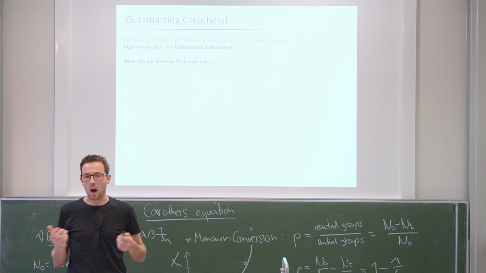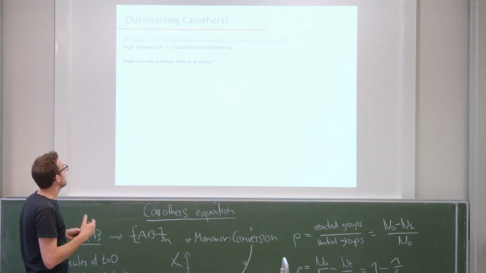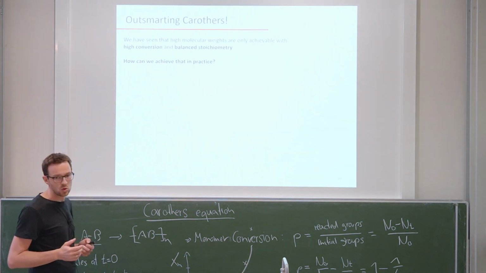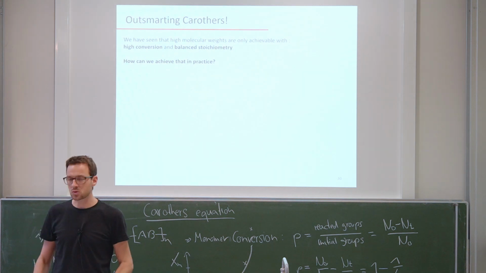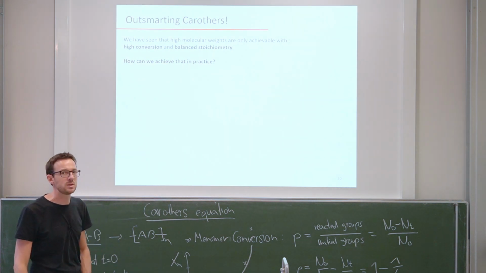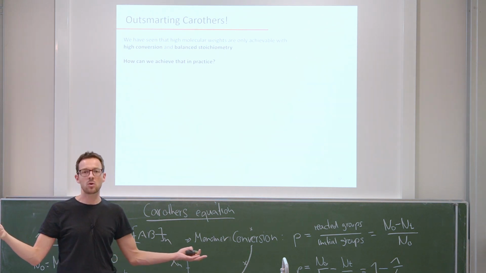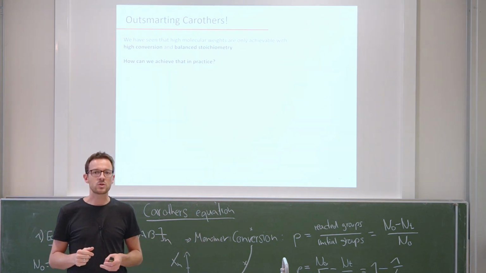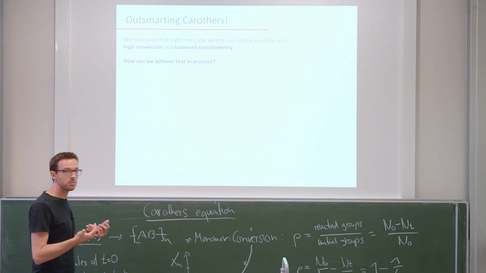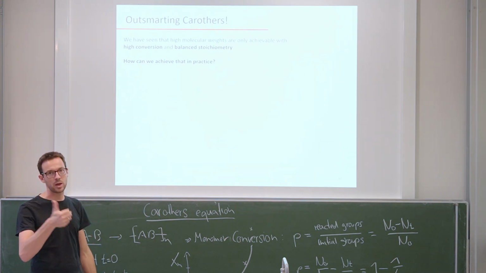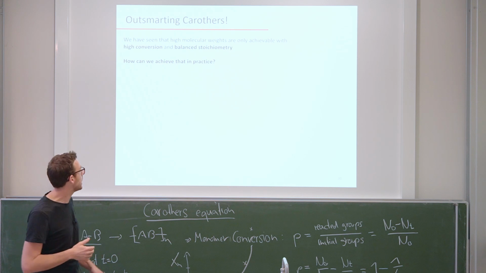So we need to outsmart Carothers and find a way to get a balanced stoichiometry. And there are two possibilities that we can do, or actually three. The first is very simple. We take AB monomers. There, the issue of stoichiometry is not really a problem because the one monomer serves as the source for both A and B.